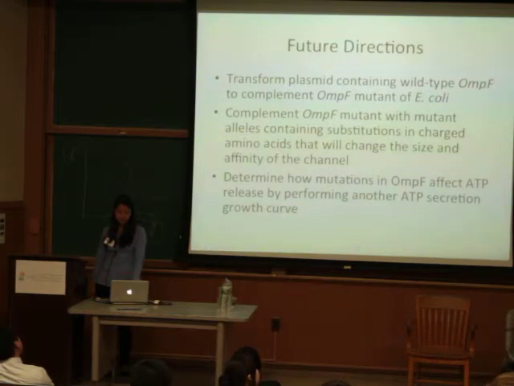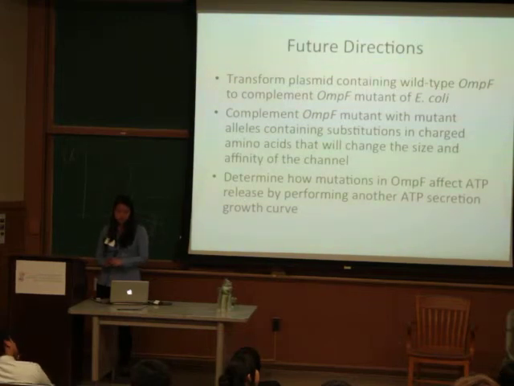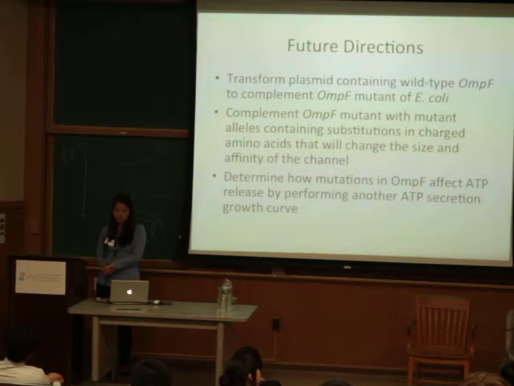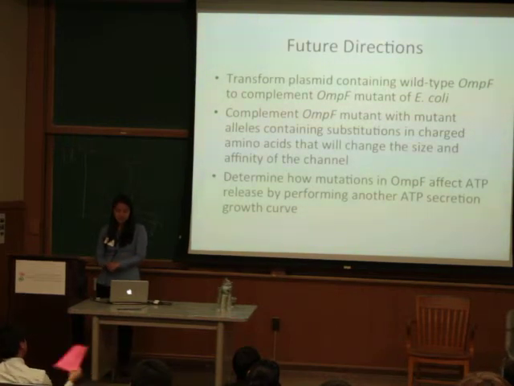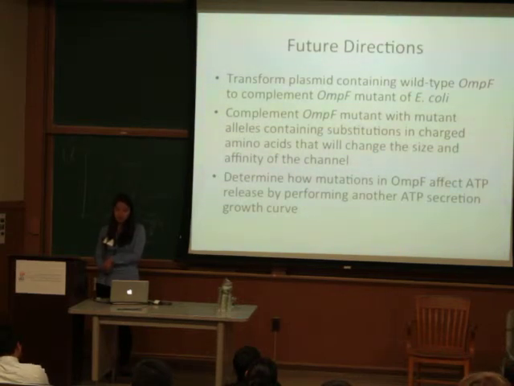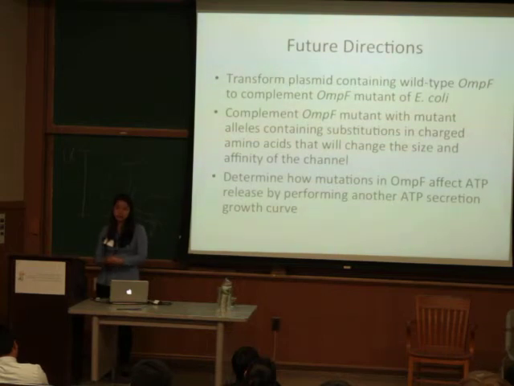Then I will complement the ONBEF mutant with mutant alleles containing substitutions in charged amino acids. We're going to change aspartic acid to asparagine, glutamic acid to glutamine, or one of them, not all of them, and 3 arginines to alanines. And changing these amino acids at important positions will change the size and the affinity of the channel, and I can study how this would affect ATP release in this gene. And of course, whenever I want to study the ATP release, I would always use what I mentioned earlier, the luciferase bacterial titer ATP assay to quantify the amount of ATP that is present.